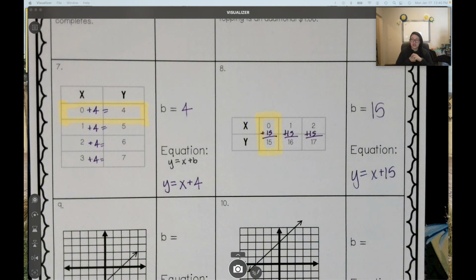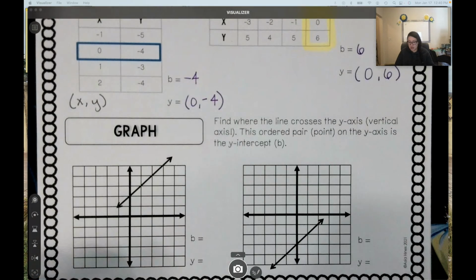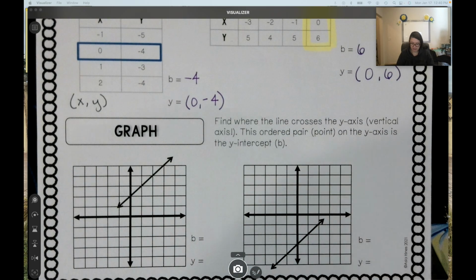If you need to pause the video, go ahead and do that for me. Rewatch, pause the video, write down anything that you've missed. Otherwise, let's flip back to our last section that we have here, the graphing section. Let's take a look to see what b looks like on our graph again. Now for our graphs, again, we want to find where the line crosses the y-axis.